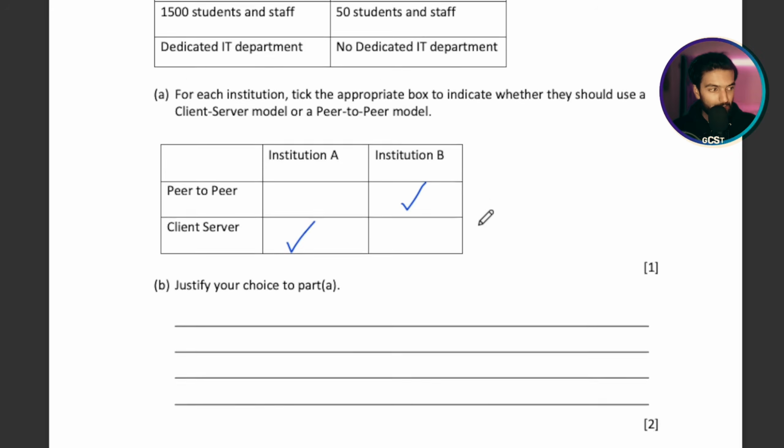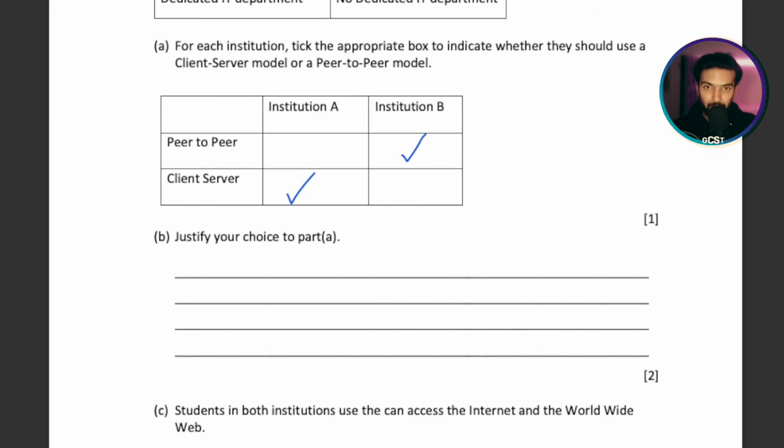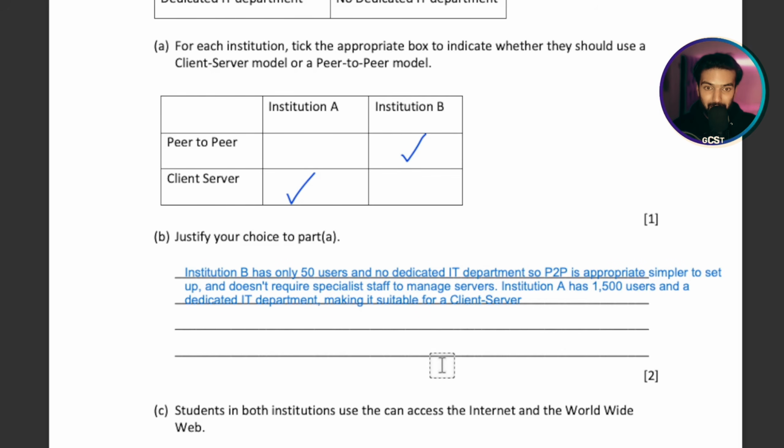Now, we're asked to justify this, and what we can say is basically what we said. That Institution B has only 50 users and no dedicated IT staff, so peer-to-peer would be appropriate because it's simpler to set up and does not require specialist staff to manage the servers. Institution A has 1500 users and a dedicated IT department, making it suitable for client server. That's something that I would say.